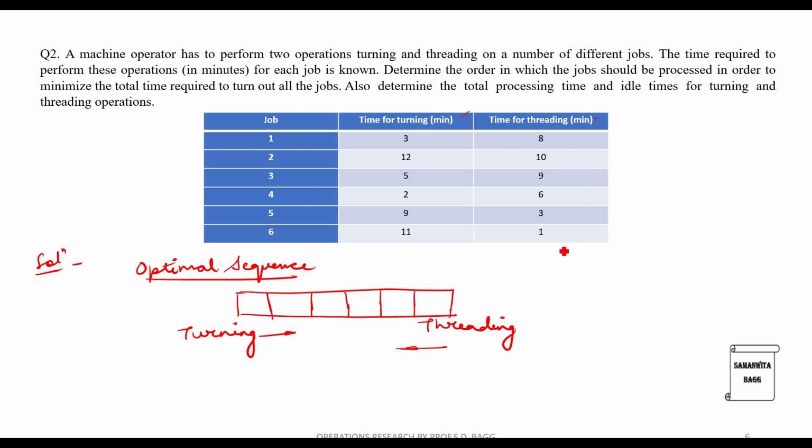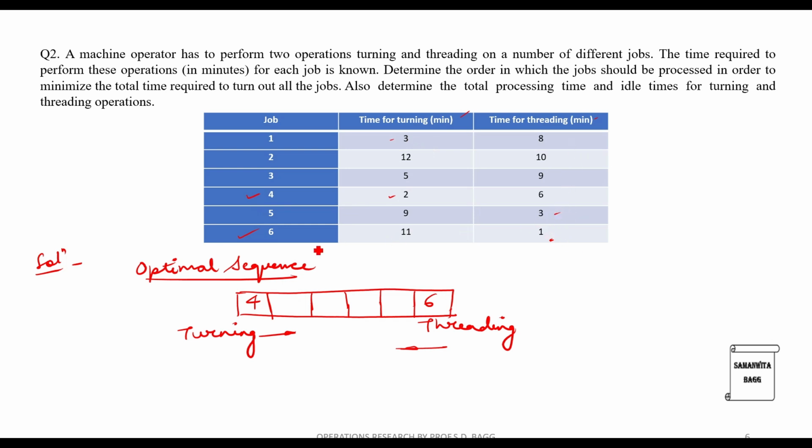Now we'll start calculating. You can see the minimum value is 1 here. This is for threading and job 6. So I'll write down job 6 towards threading. This is done. Next, the minimum value is 2. It is for turning, job 4. So I'll write here job 4.